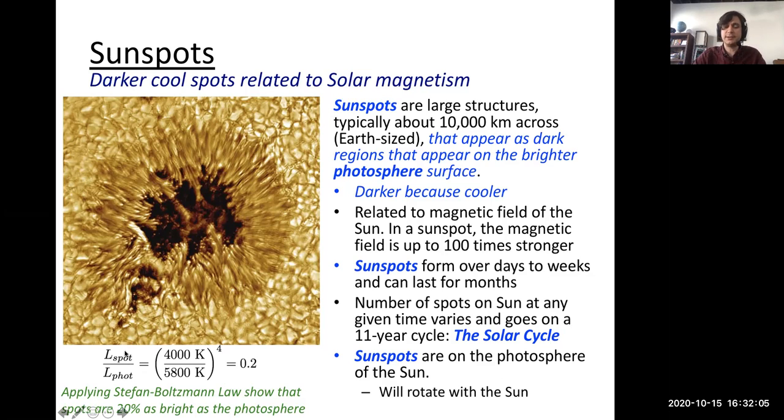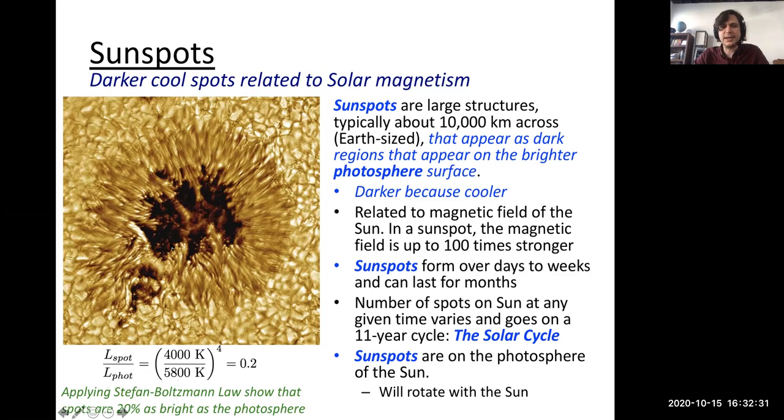So the luminosity, the brightness of the spot compared to the photosphere, is just going to be the ratio of their temperatures, 4,000 divided by 5,800, raised to the fourth power, since the energy or the brightness is related to temperature to the fourth power. And it's 20% as bright. So it's a fifth as bright, which makes it appear darker because it's cooler.